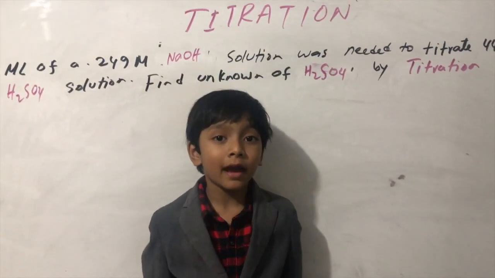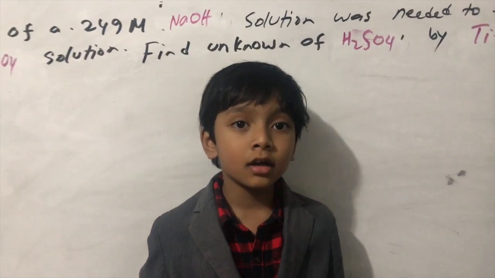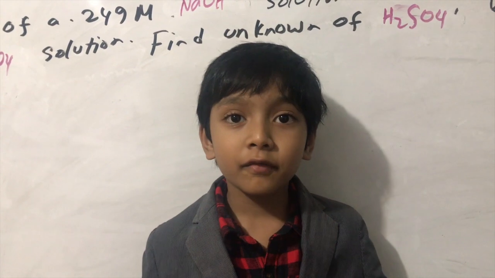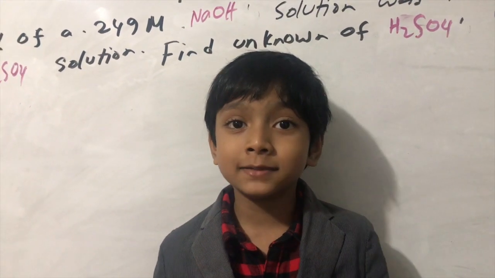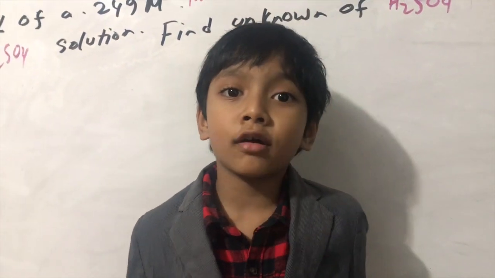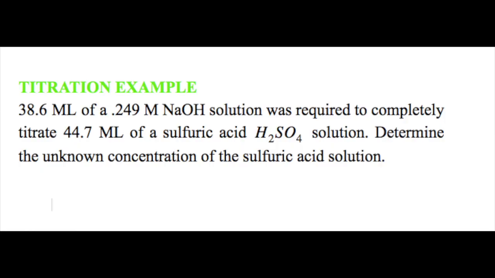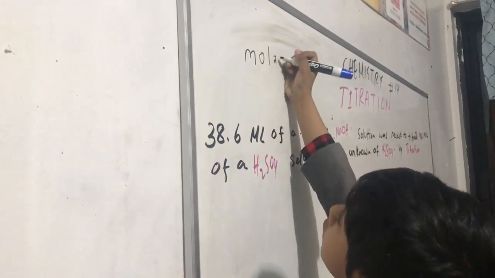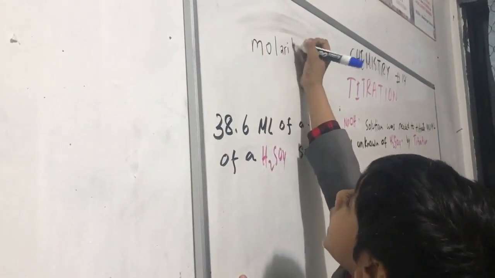Titration is when you use the information of your known substance to find the information of your unknown substance. In this case, our known substance is NaOH, or sodium hydroxide, and our unknown substance is a sulfuric acid called H2SO4. First, let's write the two equations we have to keep in mind.